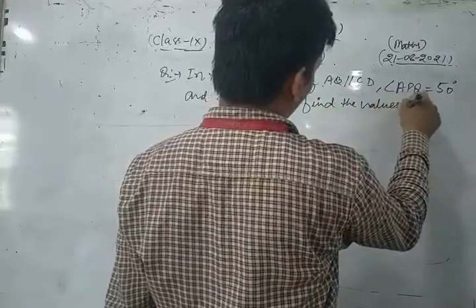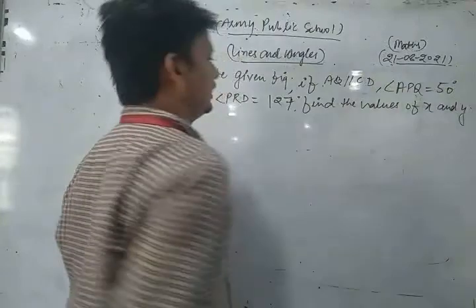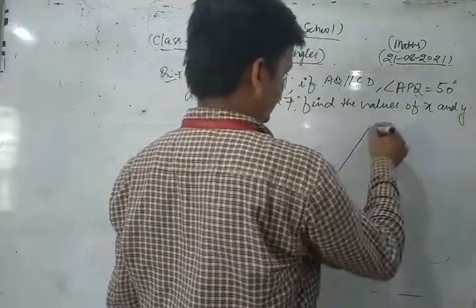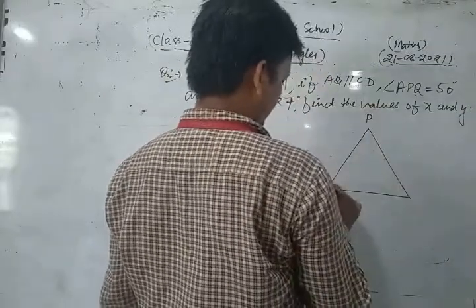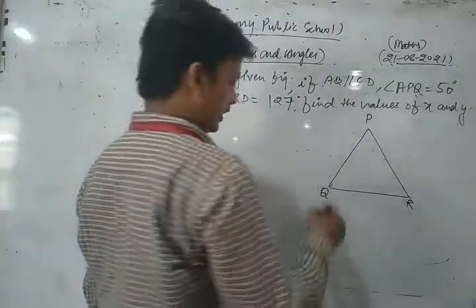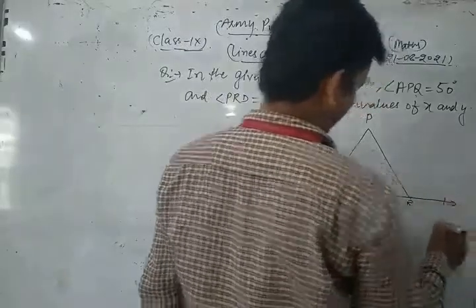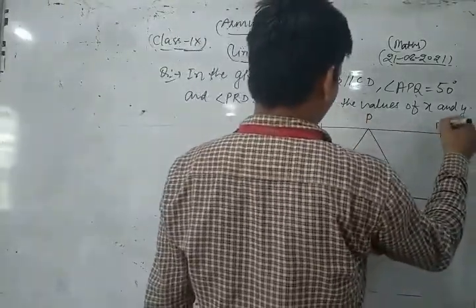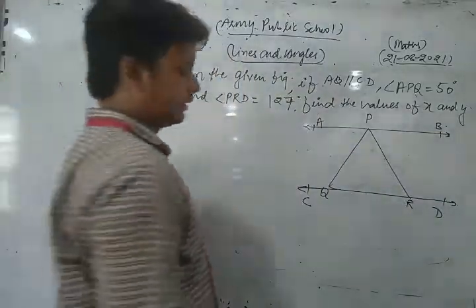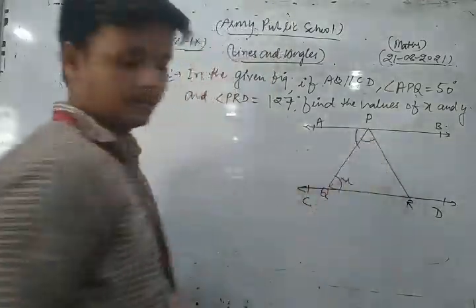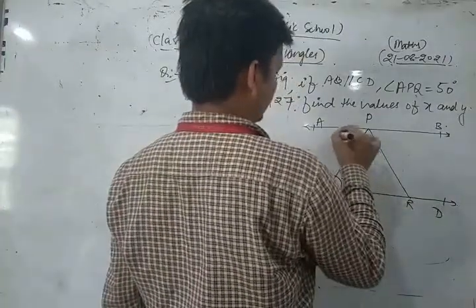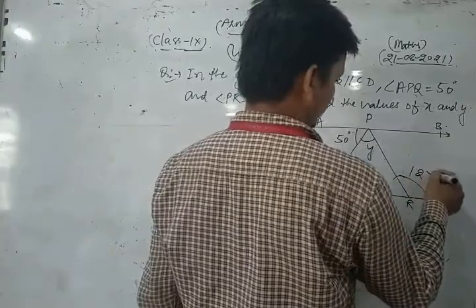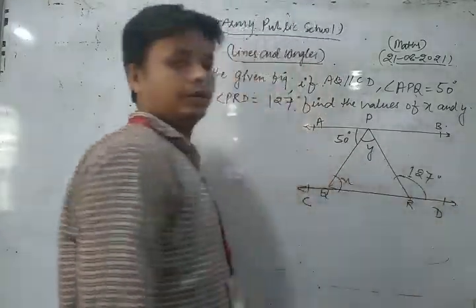Find the values of x and y. Your figure has P, Q, R, and C and D, and A and B. This is x, this is y, this is 50 degrees, this is y, and this is 127 degrees.